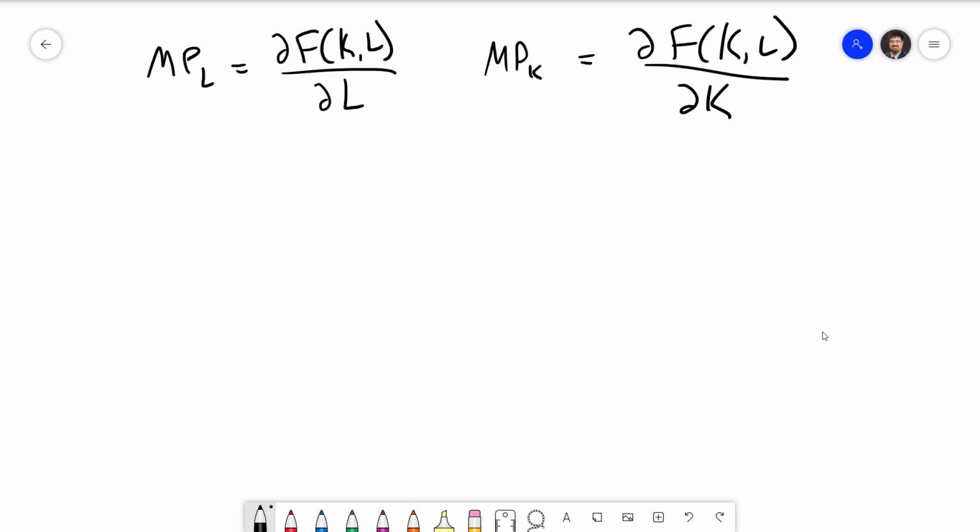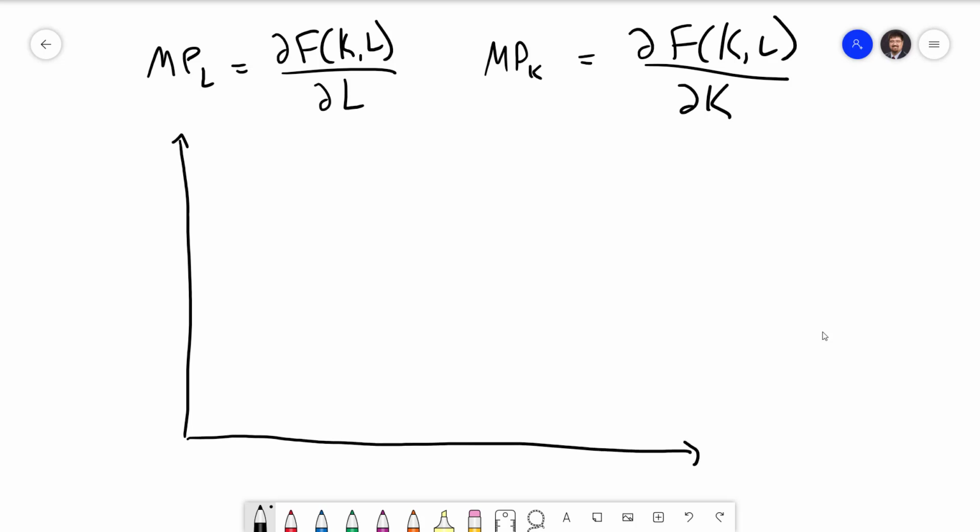The best way to illustrate this is with a graph. On this graph, I'm going to put our total product on the vertical axis and quantity of inputs on our horizontal axis. This could be either K or L, it doesn't really matter. Increasing marginal returns means that marginal product is increasing as the quantity of the input increases. The shape of the production function will look something like this, where the slope is positive and getting steeper, meaning that efficiency is increasing as the amount of inputs increases.